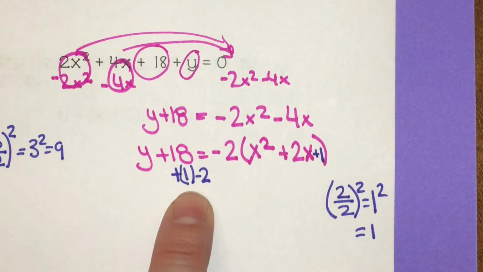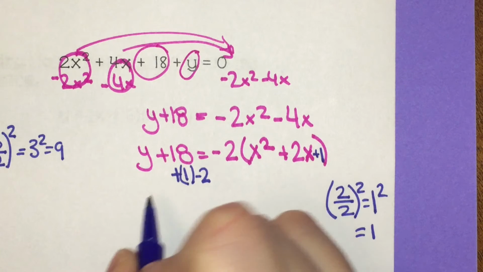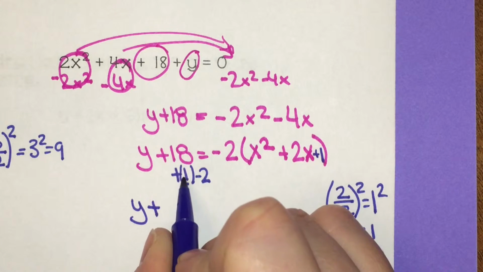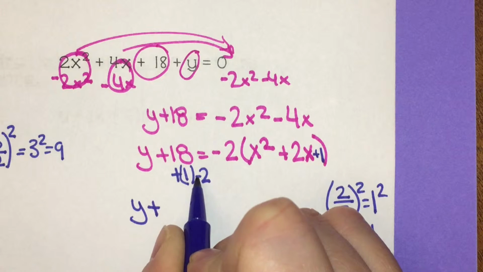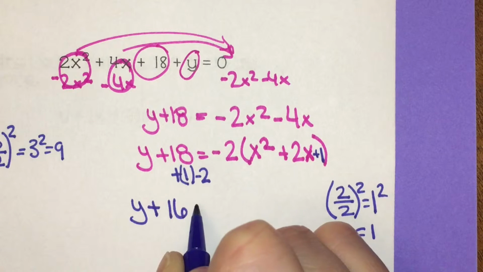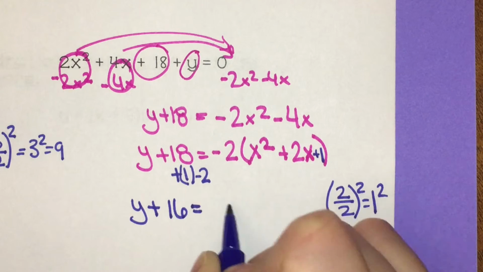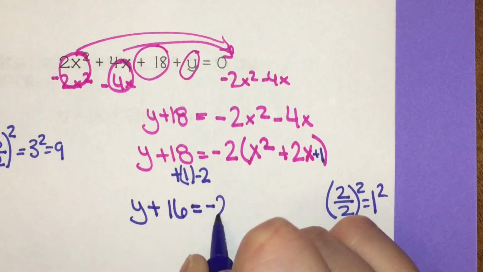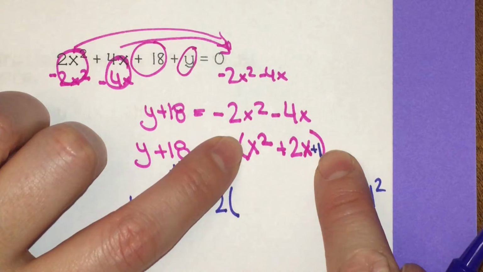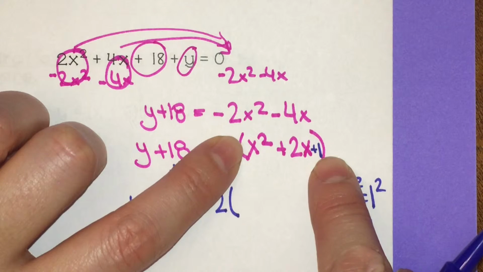So I have to add the same value to the other side. Well, 1 times negative 2 is negative 2. So now the two sides stayed equal. All right, so we have y plus 1 times negative 2 is negative 2, and 18 minus 2 is 16, is equal to, we have negative 2 times, I'm going to factor this because it's now my perfect square.